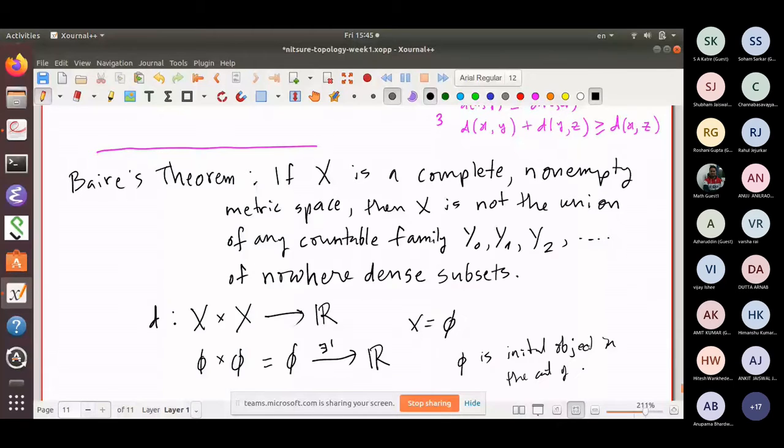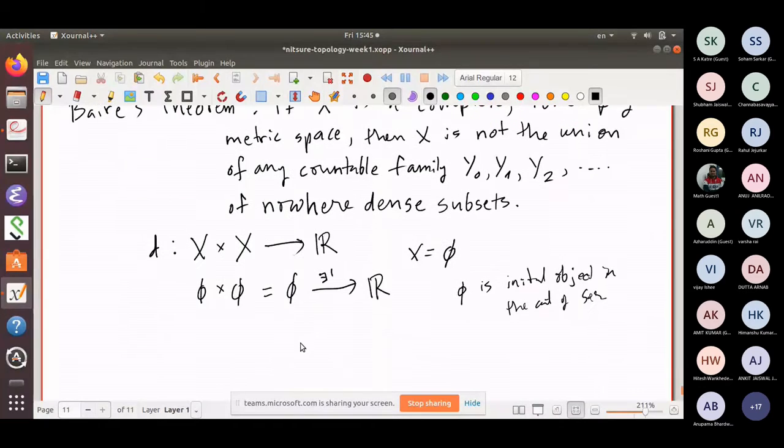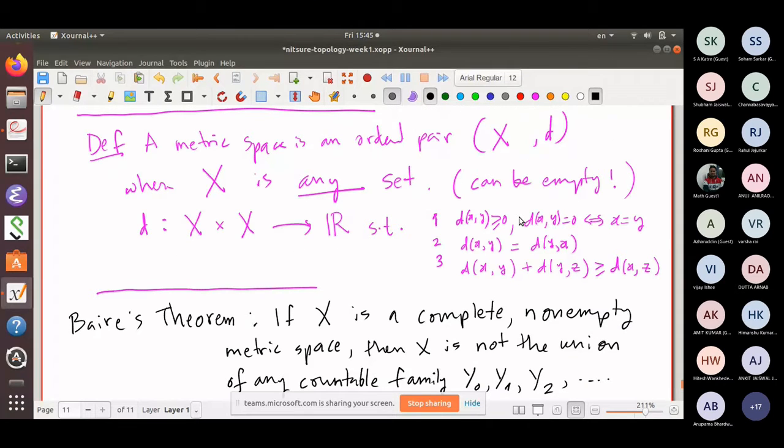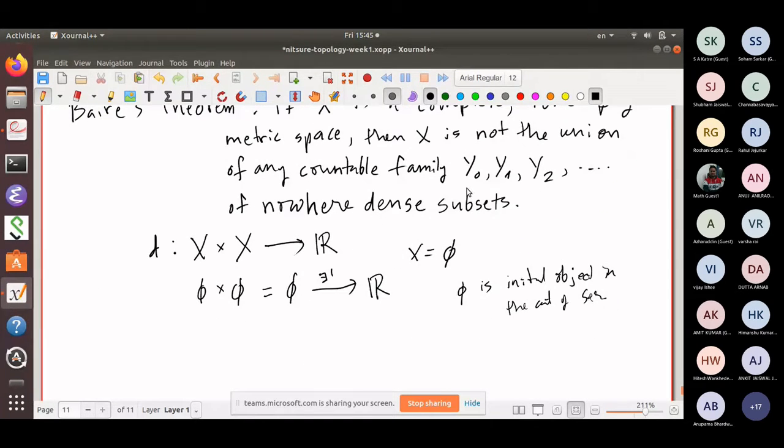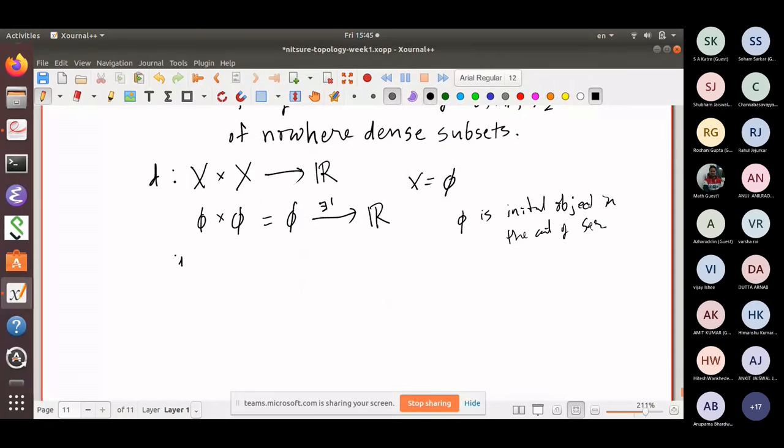So this is my map. There's only one map, and that is D. Now, does it satisfy these three properties? Of course. It says for all x, y, z. So give me some x, y, z, and I'll show you it's satisfied. So properties 1, 2, 3 are vacuously satisfied.